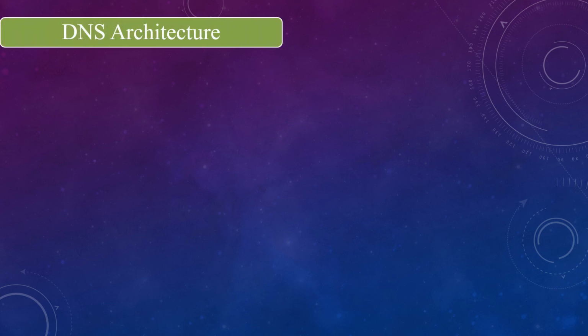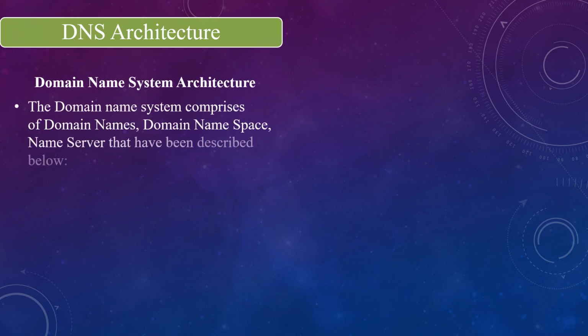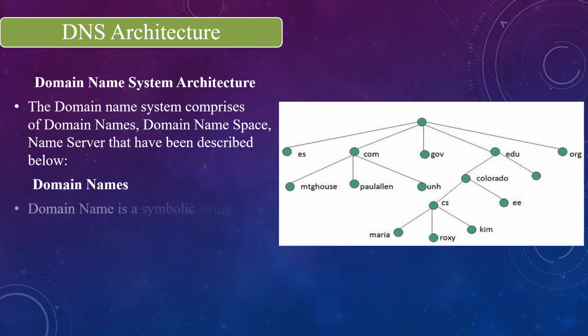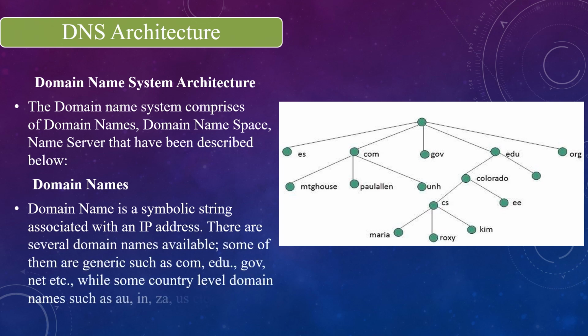Let's learn about DNS architecture. The domain name system comprises domain names, domain namespace, and name server, which are described below. Domain names. A domain name is a symbolic string associated with an IP address. There are several domain names available. Some of them are generic, such as com, edu, gov, net, etc., while some are country level domain names such as AU, in, ZA, US, etc.